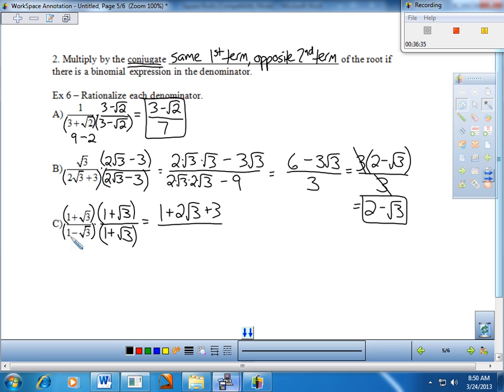Okay. Bottom, 1 times 1 is 1. Outside, inside, cancel. And you end up getting negative root 3 times root 3, which would be negative of the root 9. So there we go. All right, check those numbers, make sure they work. Let's start cleaning this up. I can put a couple things together. I get 4 plus 2 root 3 over negative 2.